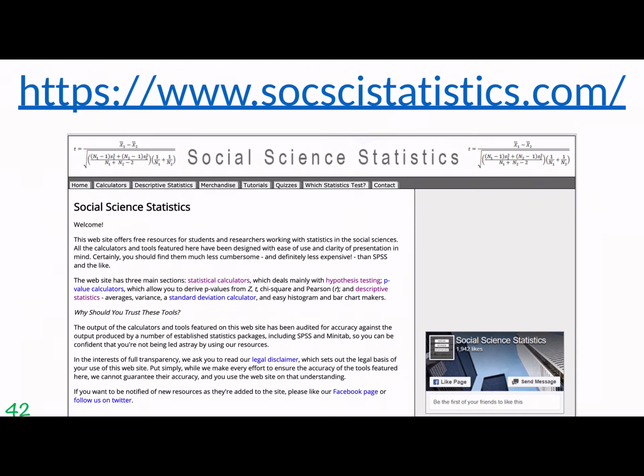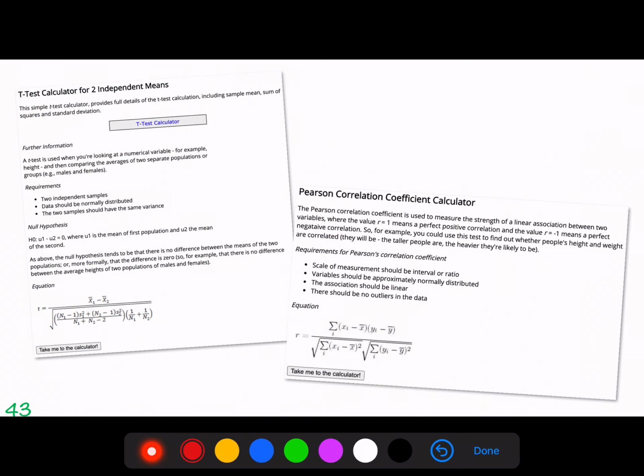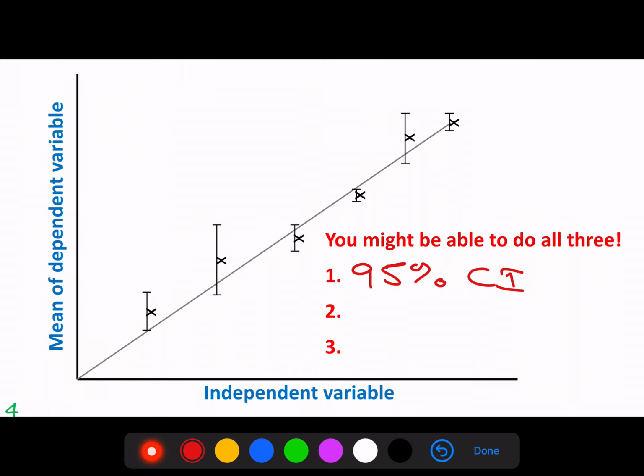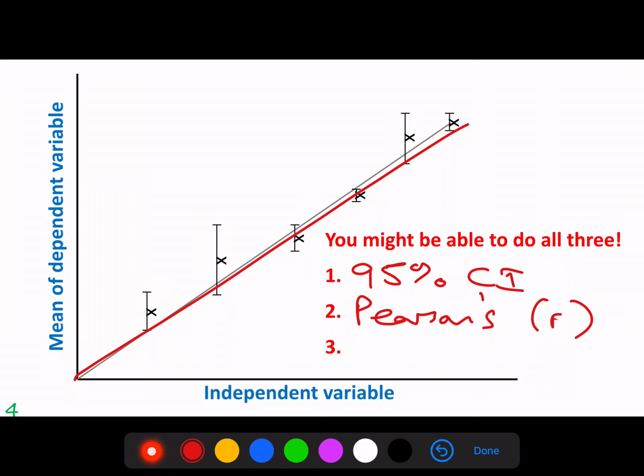Like I said, happily, there is a website out there, this is a good one, there's many, which allows you to just plug in numbers to calculators. So here are the t-test calculator and the Pearson's calculator. Give them a go. One final thing is that some of you could do all 3 types of statistic that I've talked about today. So you could make sure that you have 95% confidence interval error bars, as shown. You could then do a Pearson's test to find an R value for this correlation here.